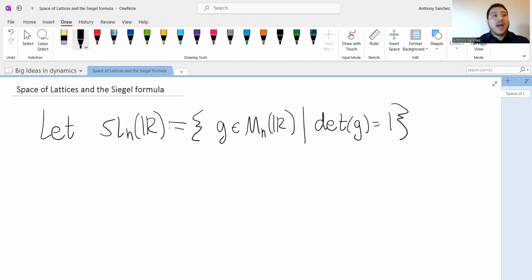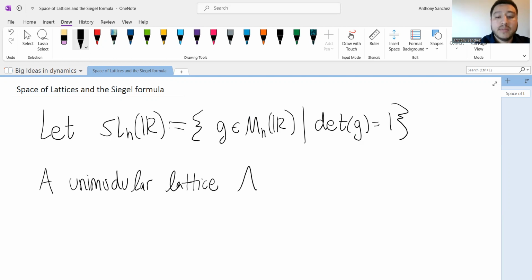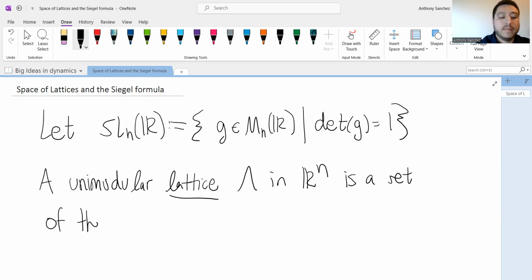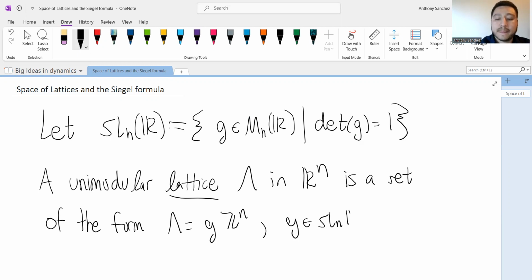And now that we have SLnR, I want to give the notion of a lattice. So a unimodular lattice lambda in Rn is a set of the form lambda is equal to G of Zn, where G is inside of SLnR. The word unimodular here corresponds to the fact that we're looking at matrices that have determinant 1. I'm normalizing these lattices.